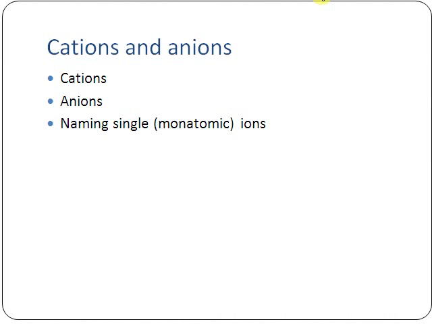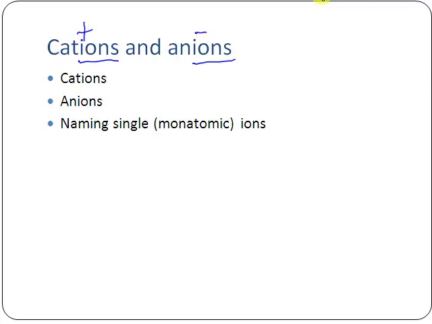First topic here is cations and anions. To understand these, cations and anions both have at their root the word ion. Both are types of ions, but they're different types of ions. Cations are positive ions, anions are negative ions.